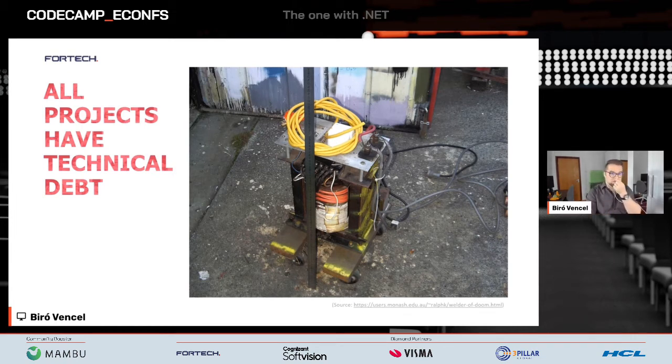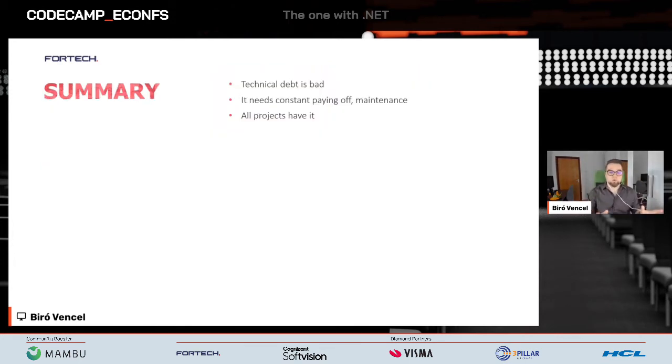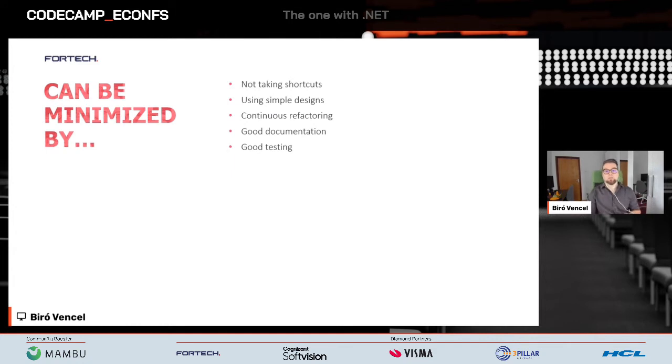And as an answer to your original joke, in short, technical debt exists in all projects in different amounts, of course, and technical debt is bad, okay? Technical debt can be minimized by avoiding taking shortcuts, by using simple designs, continuous refactoring. It can be minimized through good documentation, good testing, etc.